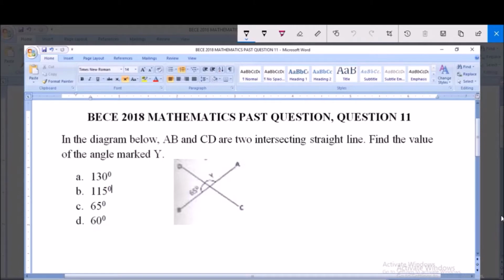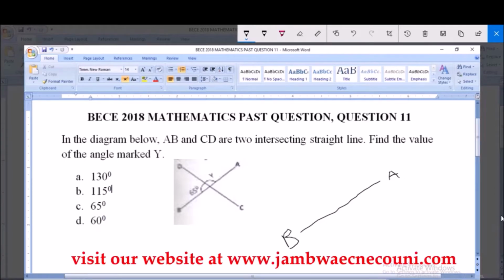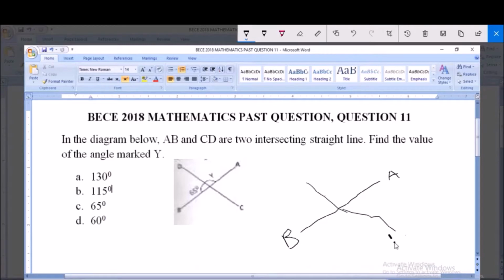Now we are given two straight lines, line AB and line CD, and these lines intersect each other. Now we are asked to find the value of what? The angle marked Y. This is the angle marked Y which we are looking for. Line AB is like this, and we have another one like this, intersecting it. We call this line CD. We have to find angle Y, which is this angle, and this angle here is 65 degrees.